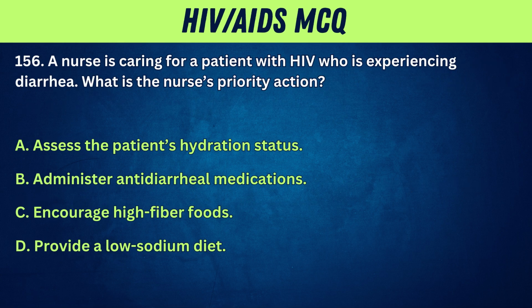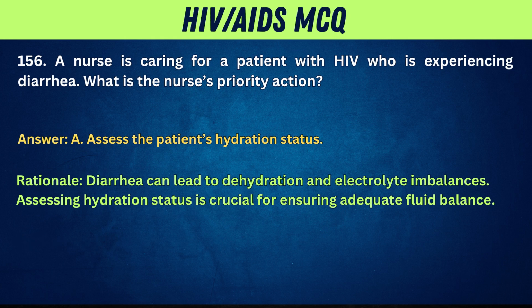156. A nurse is caring for a patient with HIV who is experiencing diarrhea. What is the nurse's priority action? A. Assess the patient's hydration status. B. Administer antidiarrheal medications. C. Encourage high-fiber foods. D. Provide a low-sodium diet. Answer: A. Assess the patient's hydration status. Rationale: Diarrhea can lead to dehydration and electrolyte imbalances. Assessing hydration status is crucial for ensuring adequate fluid balance.